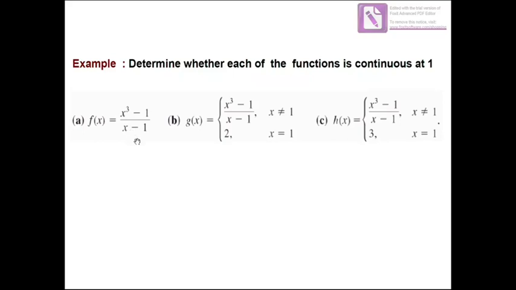So first we need to know if f(a) exists. Does the limit of f(x) when x approaches 1 exist? Also, if the limit of f(x) when x approaches 1 is equal to f(1), then we conclude that this function is continuous.